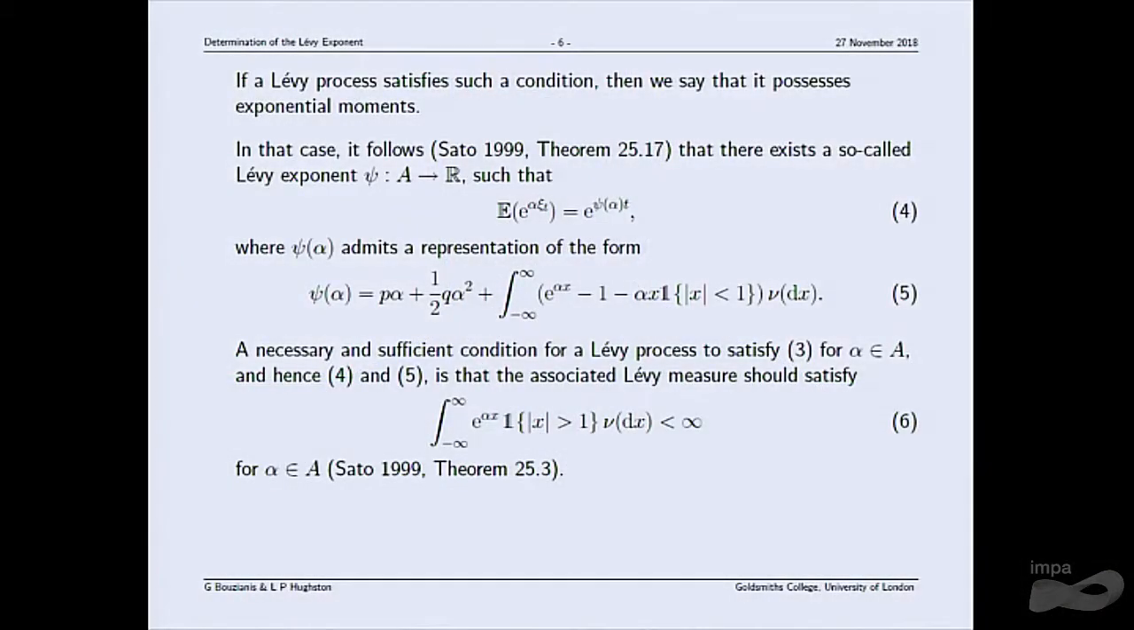Now the point is that if exponential moments exist, then there exists a kind of real version of the Levy-Khinchin formula, which is the one that we'll work with in practice. And this allows us to define a real Levy exponent psi of alpha, which is given by this expression in formula 5. So again, the constants p, q, and the Levy measure nu appear, but now all of the expressions are manifestly real, and we can work with this analytically. The condition on exponential moments, incidentally, can also be expressed directly in terms of the Levy measure, and that's given by this formula 6.